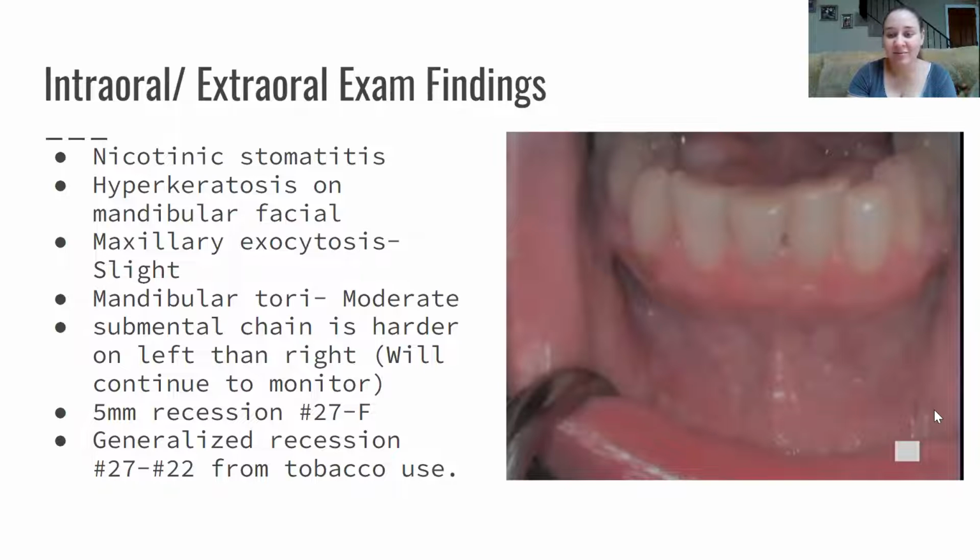These are my extraoral and intraoral exam findings. Their submental chain was harder on the left than on the right, which was definitely something to note. They had generalized recession on these mandibular anteriors and 5 millimeters of recession on number 27, and I think it was like 3 or 4 on number 22.